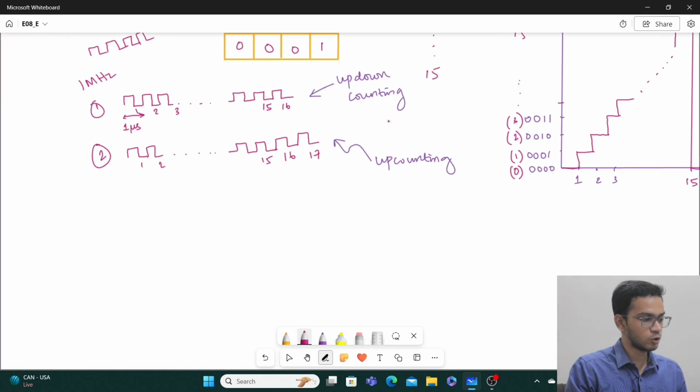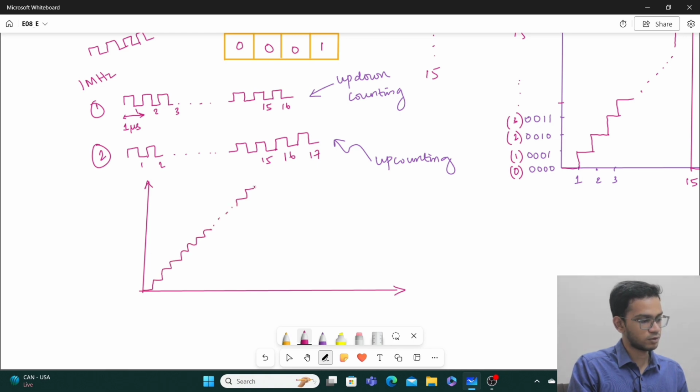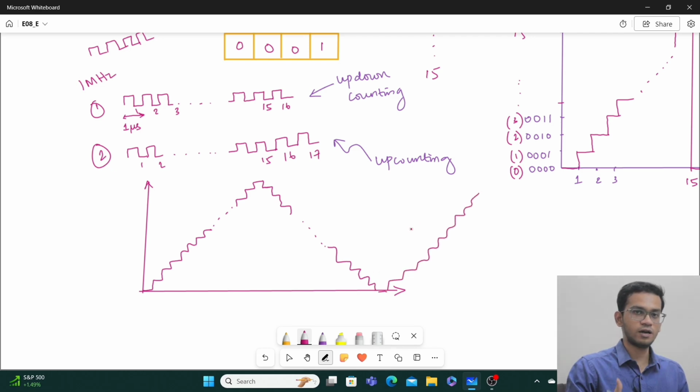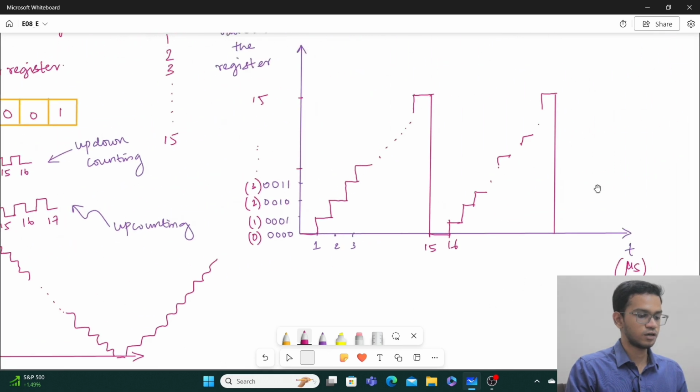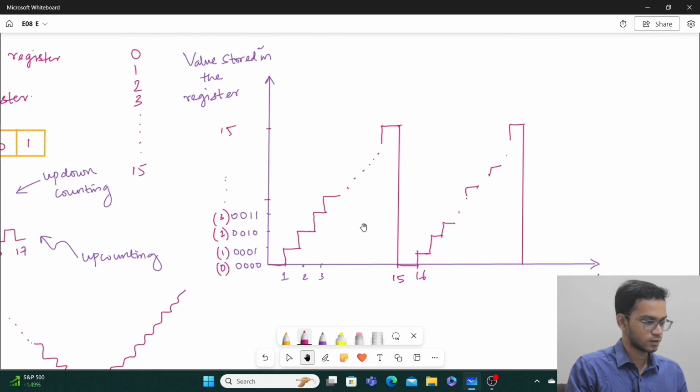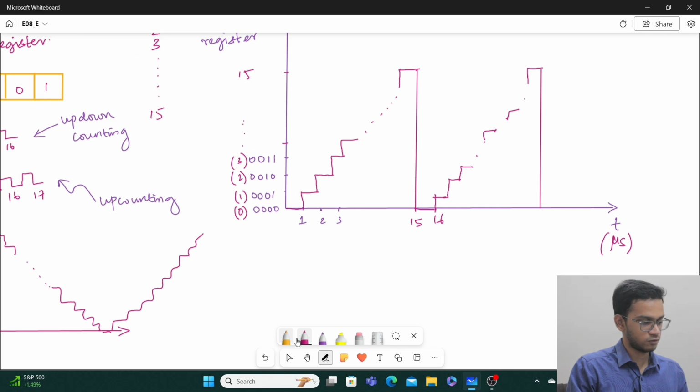Now if you do up-down counting, then your process will be something like this. We'll have the x-axis here, we'll have the y-axis here. It will keep counting up to the maximum value, and then after the 16th microsecond, it will come down. It will come down and settle here, and again it will stop counting. So this will give you a triangular wave structure, and up counting will give you a sawtooth wave structure. Now what is the frequency of this sawtooth wave? That's the next thing we have to see.